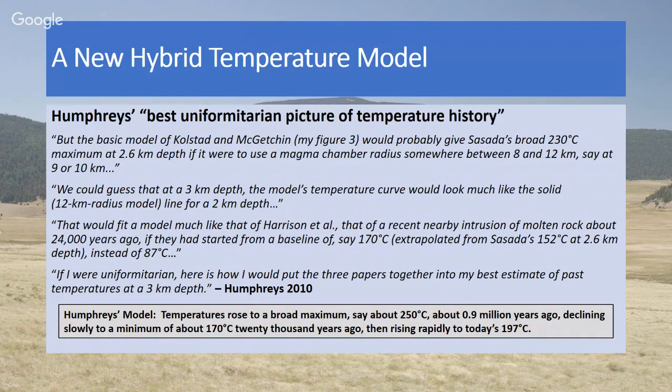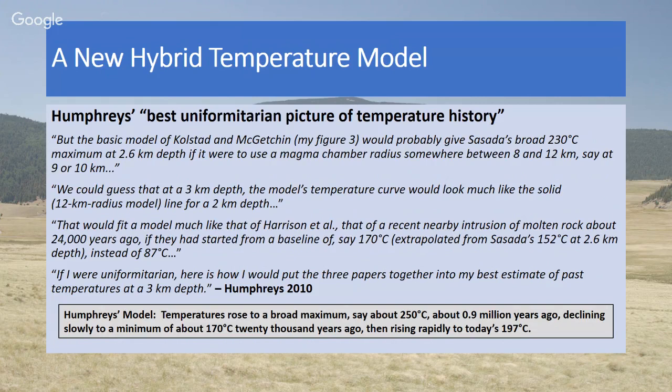So this is what came out of this. Humphreys' response was to come up with a new temperature model. And this is how he justifies it. And he calls it the best uniformitarian picture of temperature history. So again, he starts with Kolstad-McGretchen. The basic model of Kolstad-McGretchen would probably give Sasada's broad 230-degree maximum at 2.6 kilometers depth if we were to use a magma chamber radius somewhere between 8 and 12 kilometers, say 9 or 10.